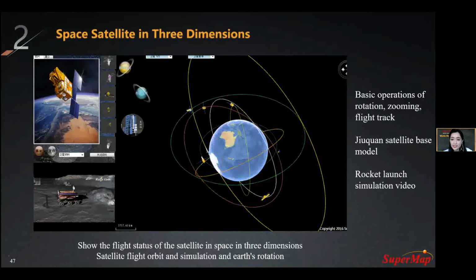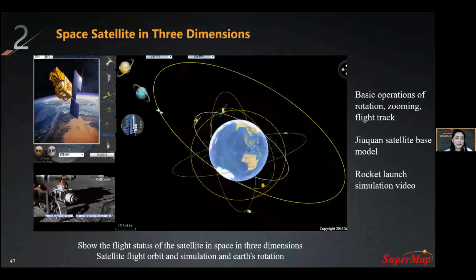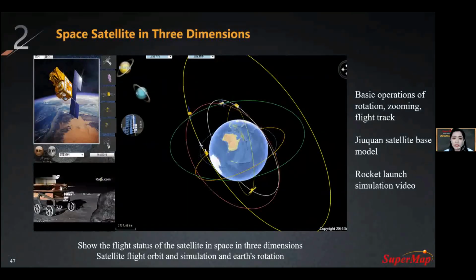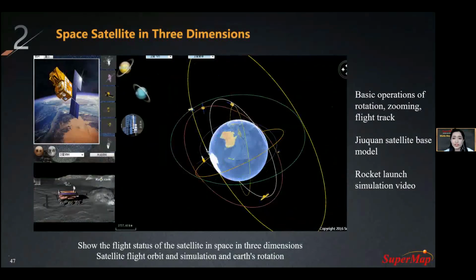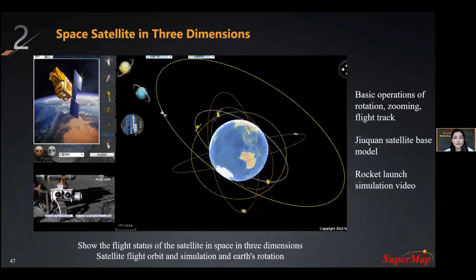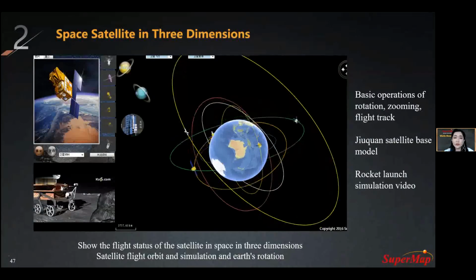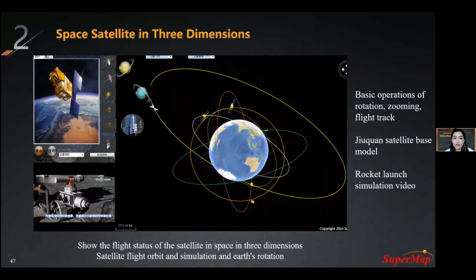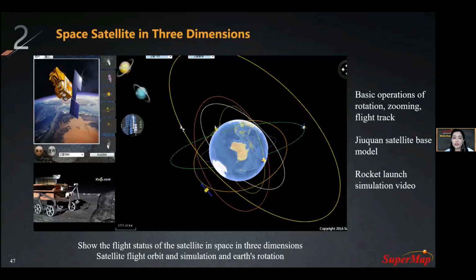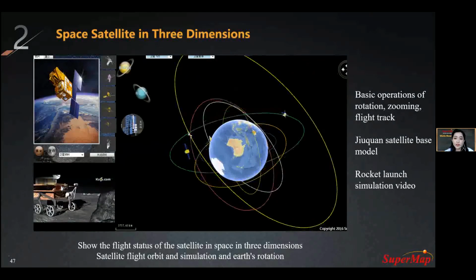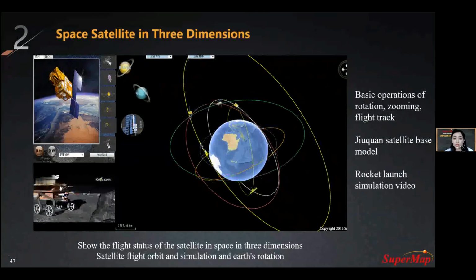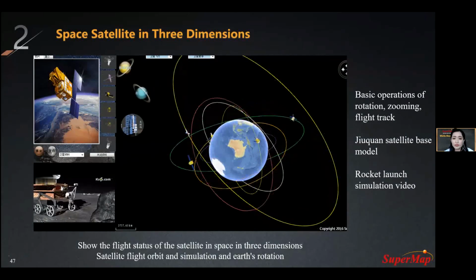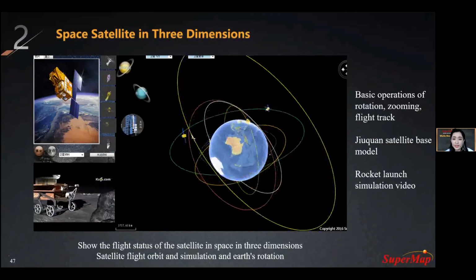Okay, this is the second work of the development. This is the 3D development of the China aerospace. It's based on the SuperMap desktop and VS 2010, and it uses the C# language. And the function of this work includes the basic operation of the rotation and the zooming and the flight track.